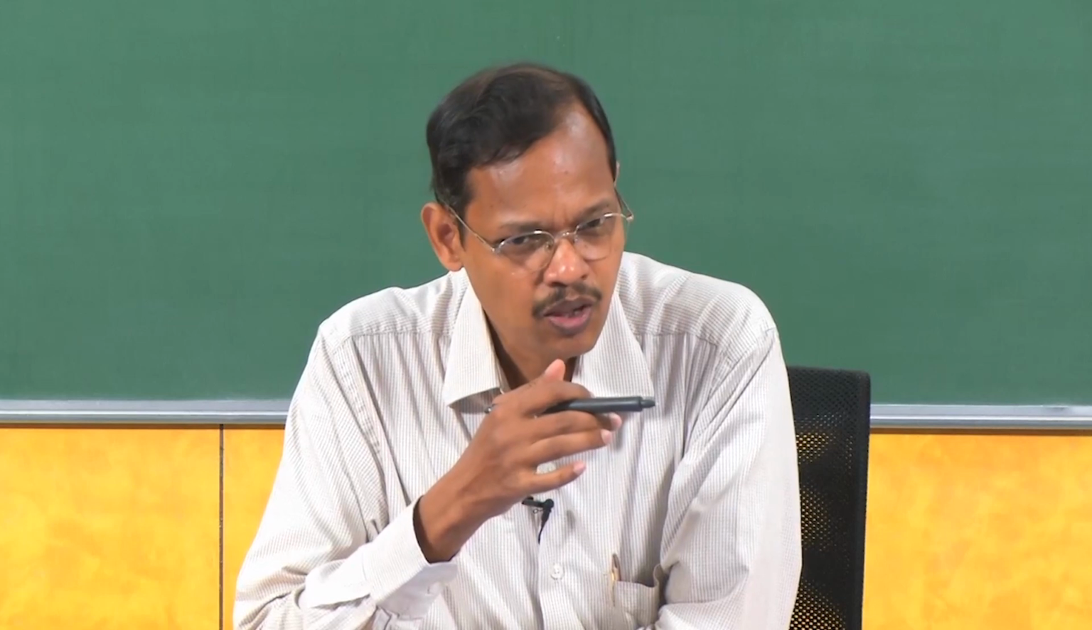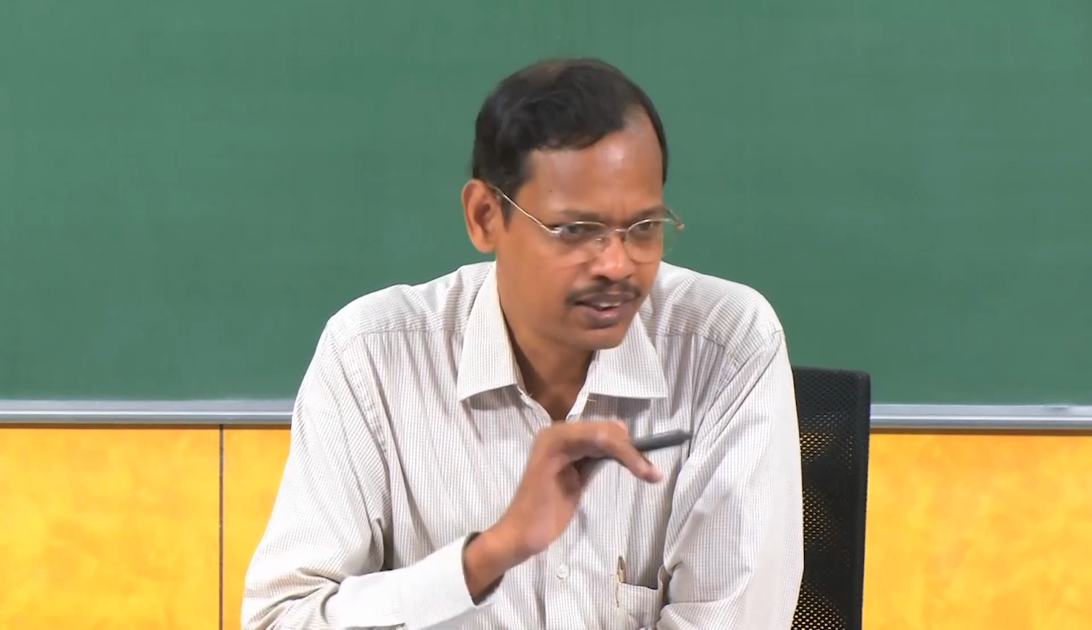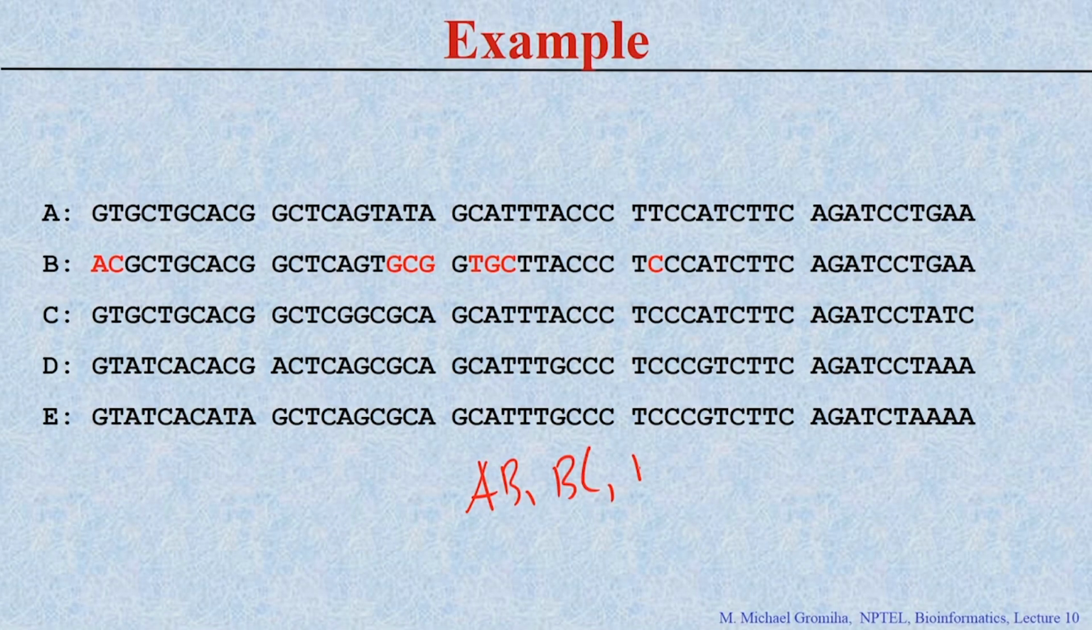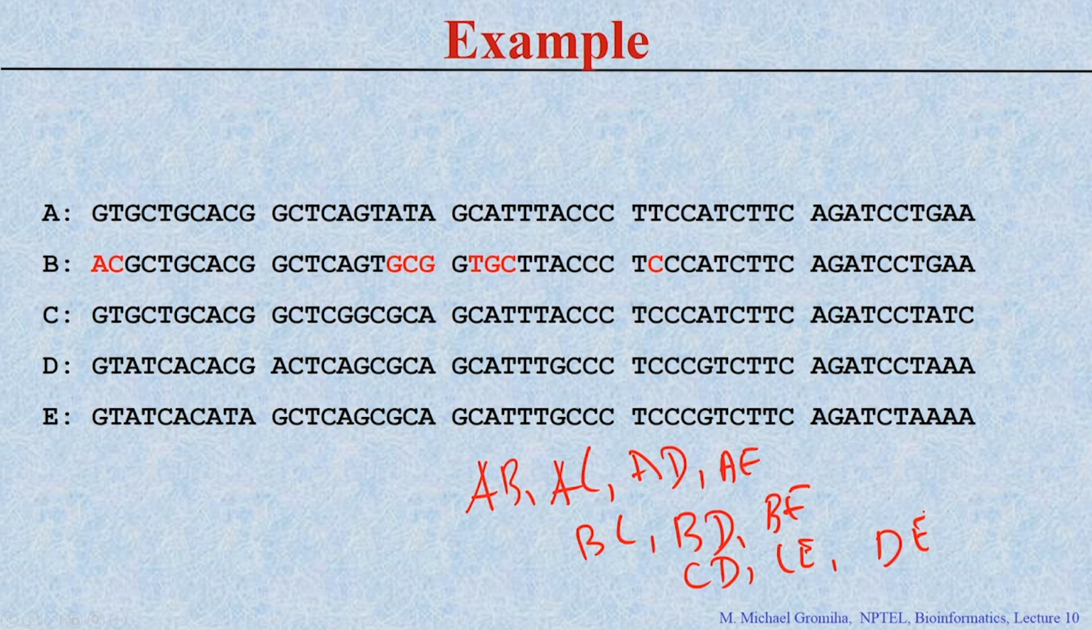Distance between all possible pairs: A and B, A and C, A and D, A and E, likewise BC, BD, BE, CD and CE, right, all the possibilities. AB, BC, AC, AD, AE, BC, BD, BE, CD, CE and DE. We get the numbers. From these numbers, which pair is close to each other?